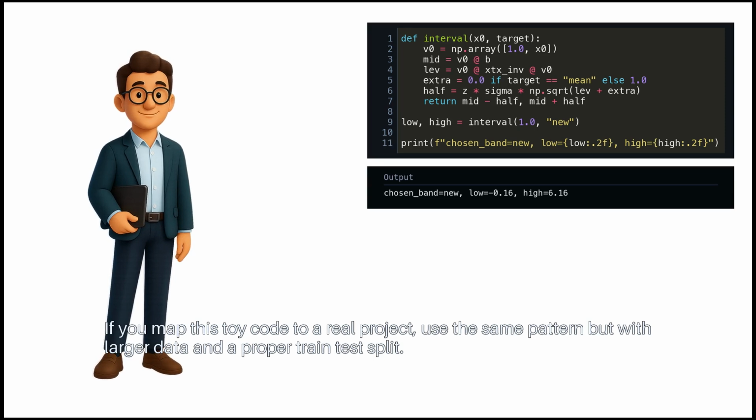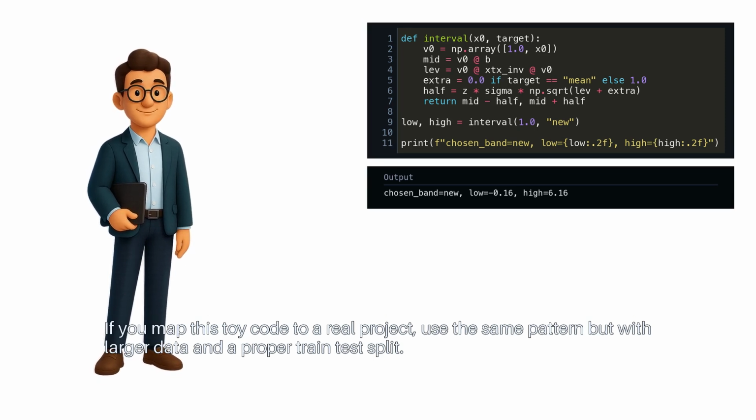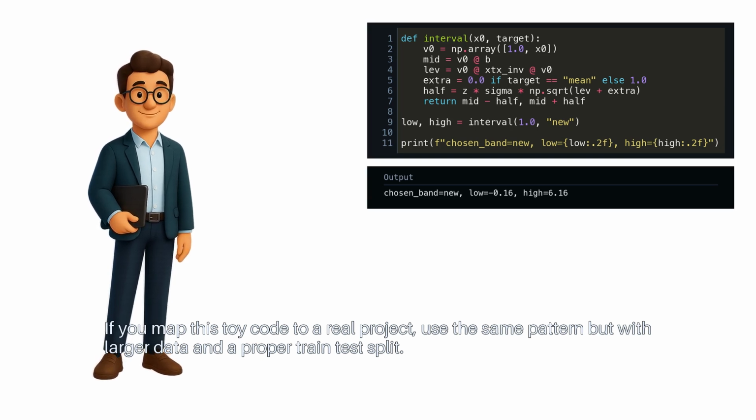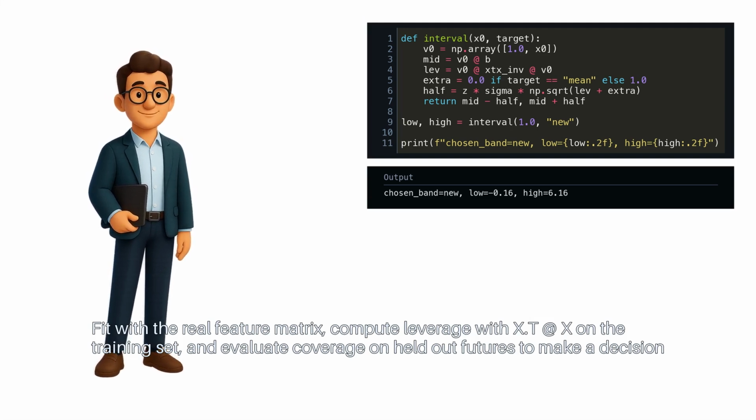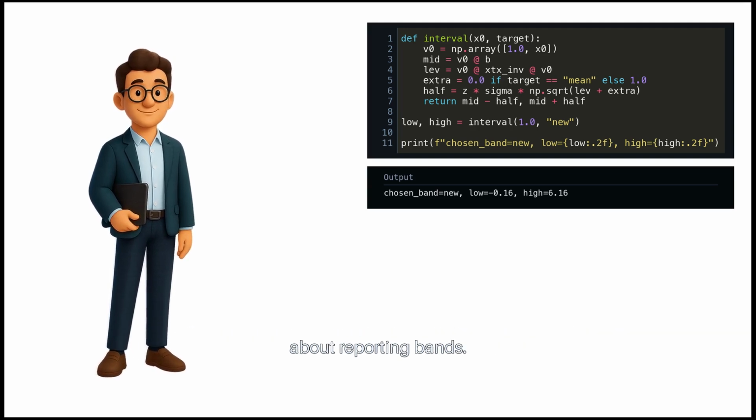If you map this toy code to a real project, use the same pattern but with larger data and a proper train test split. Fit with the real feature matrix, compute leverage with X transpose times X on the training set, and evaluate coverage on held-out futures to make a decision about reporting bands.